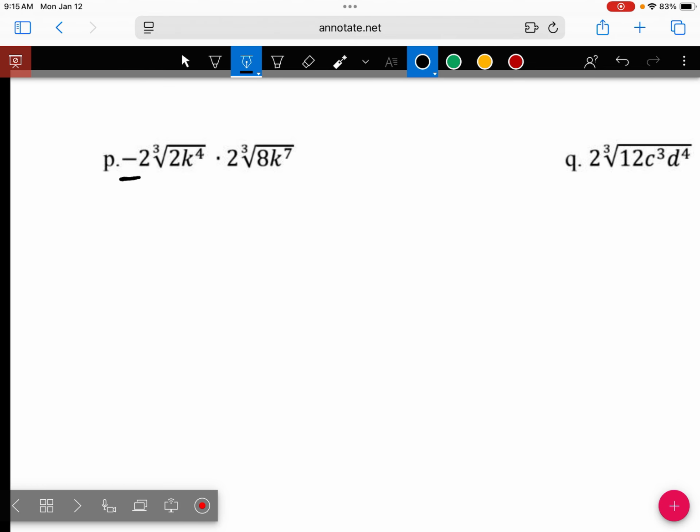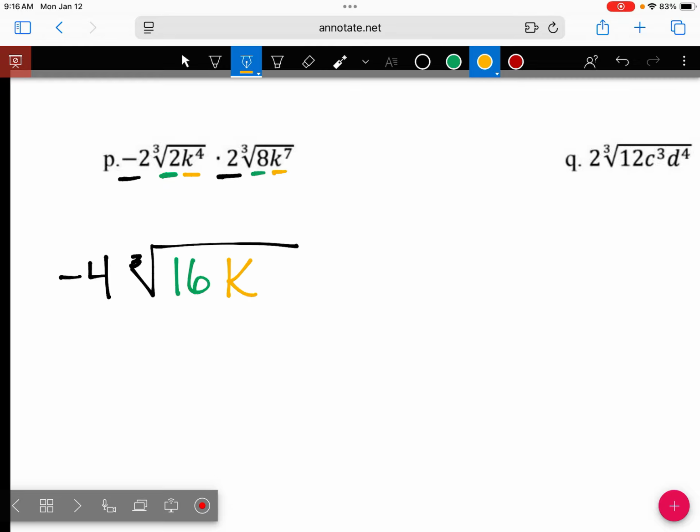So we have a -2 and a +2. -2 times +2, put that on the outside. And then I'm going to build my radical with a 3. So we have 2 times 8, which is 16. And then 4 kangaroos, 7 kangaroos, that's 11. Go ahead and build your cake with the 16, and circle your groups.